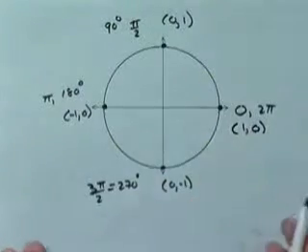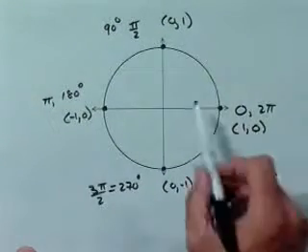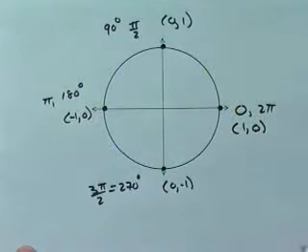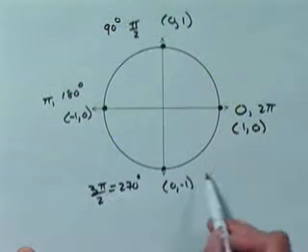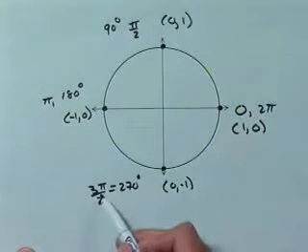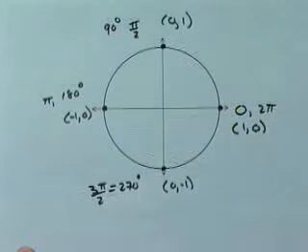So these are actually pretty easy to evaluate. Okay? For example, what's the sine of 3 pi halves? Well, that's the y coordinate, -1. Cosine of 3 pi halves, 0, etc.